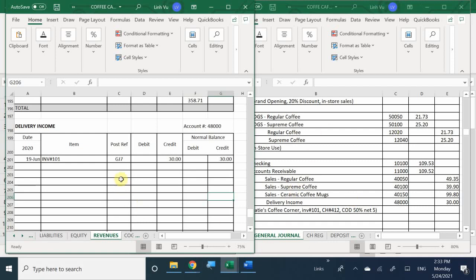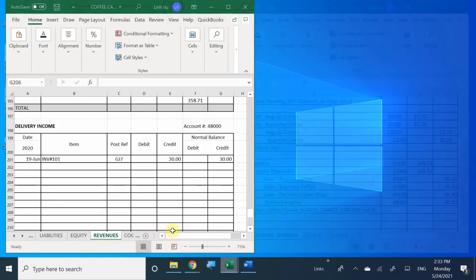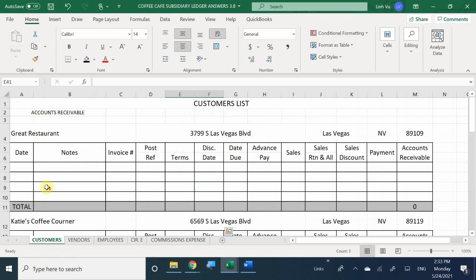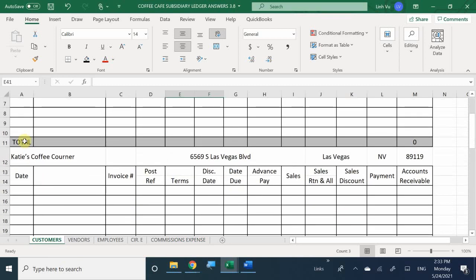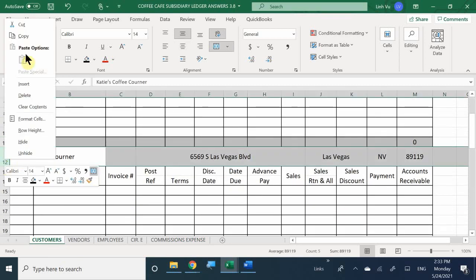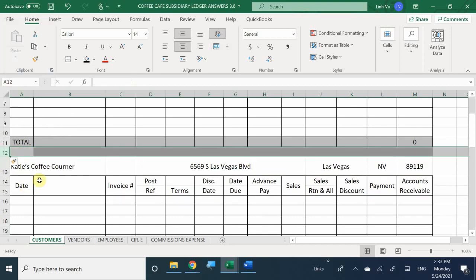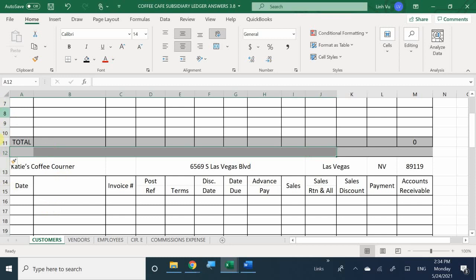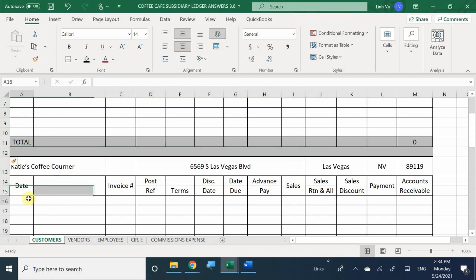All right, so next we would go to our subsidiary ledger, under customers, to Katie's Coffee Corner. Okay, we could do that. Oh, we already finished the ledger. Customers, Katie's Coffee Corner. Katie should be the second one here. Okay. Date 6/19. Oh, there it is.